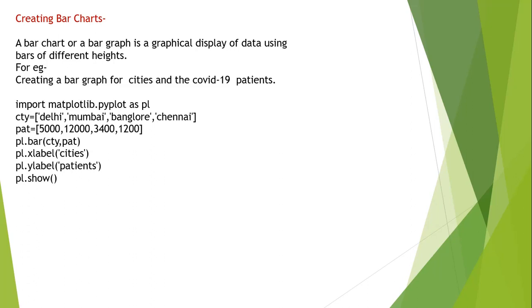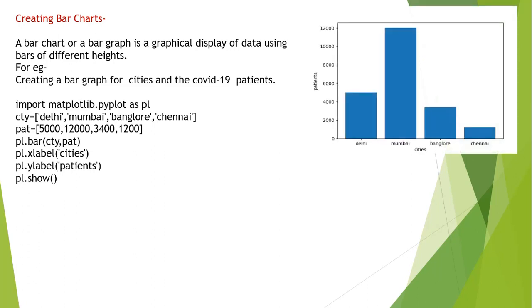So cty will take the values of the cities and pat will take the values of the respective patients in the cities. Then for pl.xlabel we have given cities and for pl.ylabel we have given patients. So on the x-axis cities will be mentioned and on the y-axis patients. And we have also written pl.show. So let's see what the output of this will be.